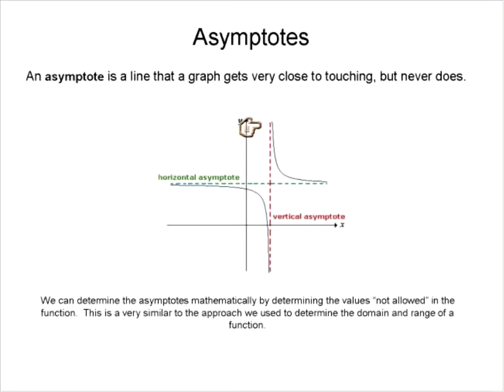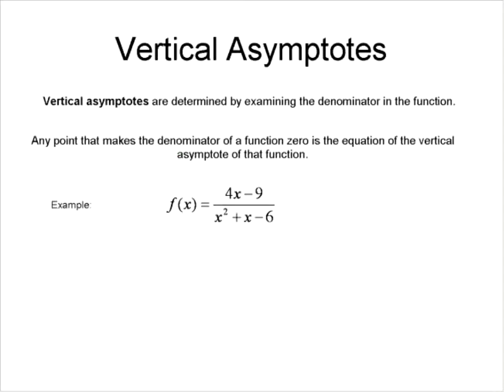So we're going to have graphs that represent lines that cannot be crossed, and they're just asymptotes. These are the values not allowed, very similar to domain and range, and that's what we're going to look at next. So, vertical asymptotes. Again, vertical is up and down. We want to determine the vertical asymptotes by looking at the denominator of the function. So it's all about the denominator when you're dealing with vertical asymptotes. A vertical asymptote is any value that makes the denominator 0. The vertical asymptotes are just the restrictions.